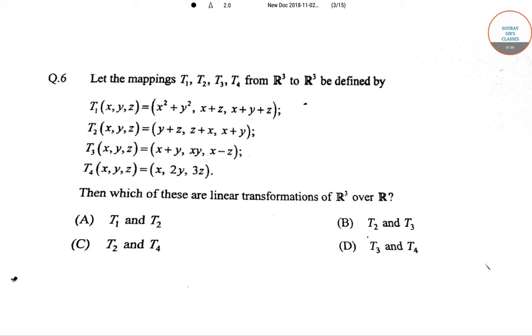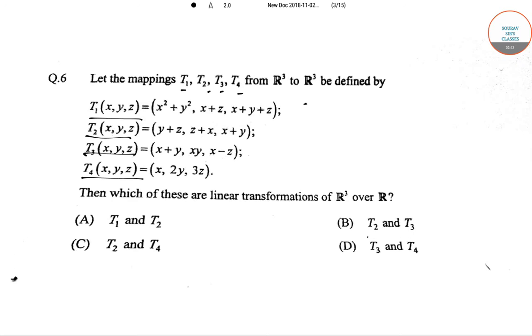The next question is, let the mappings T1, T2, T3, T4 from R3 to R3 be defined by T1(x, y, z) is equal to x squared plus y squared, comma x plus z, comma x plus y plus z. T2(x, y, z) is equal to y plus z, z plus x, comma x plus y. T3(x, y, z) is equal to x plus y, comma xy, comma x minus z, and T4(x, y, z) is equal to x, comma 2y, comma 3z. Then which of these are linear transformations of R3 over R?